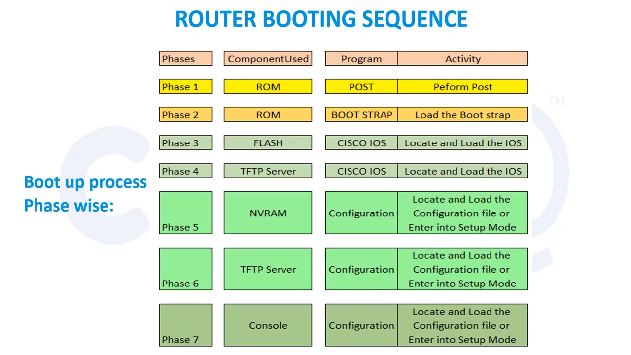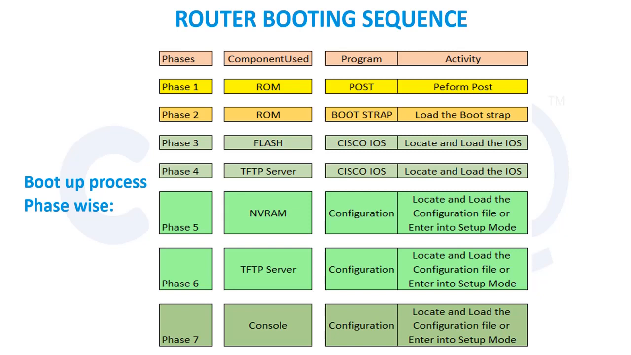Third phase is for flash, where your IOS is loaded. So I have to locate the flash and load it. Fourth phase is if flash is not available or flash is empty, then I'll have to look for a TFTP server. Once the TFTP server is found, I'm checking for NVRAM configuration, the startup configuration.